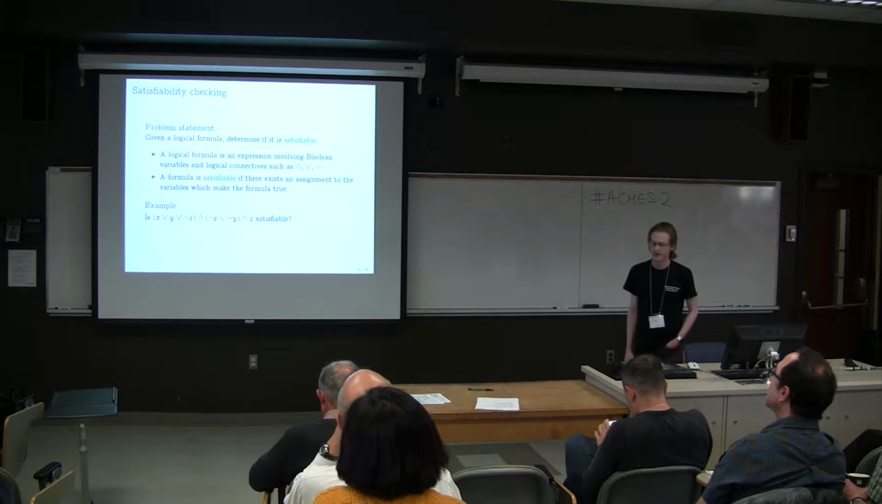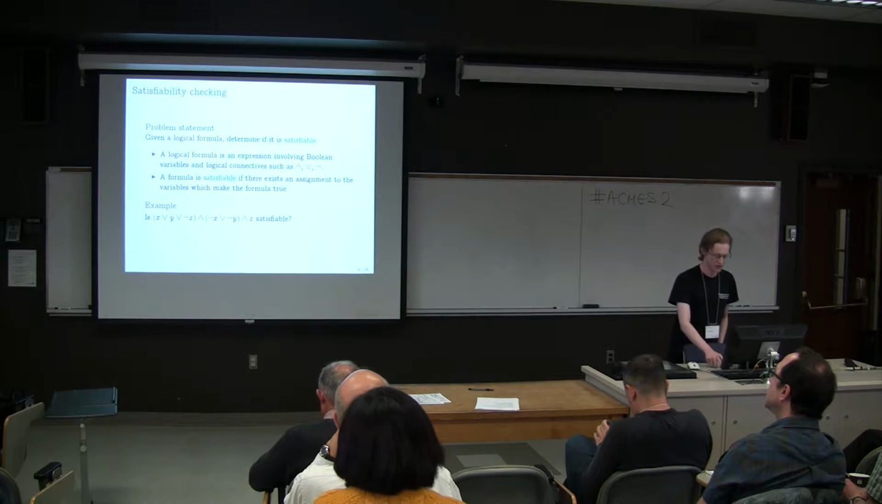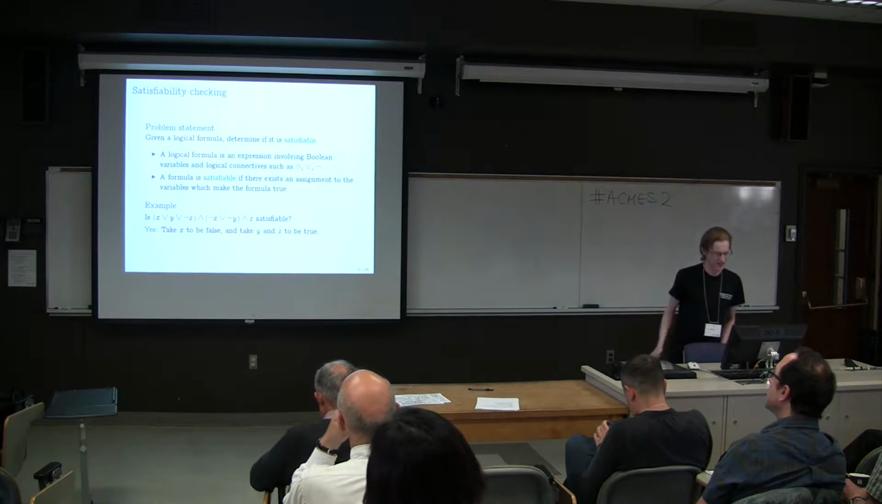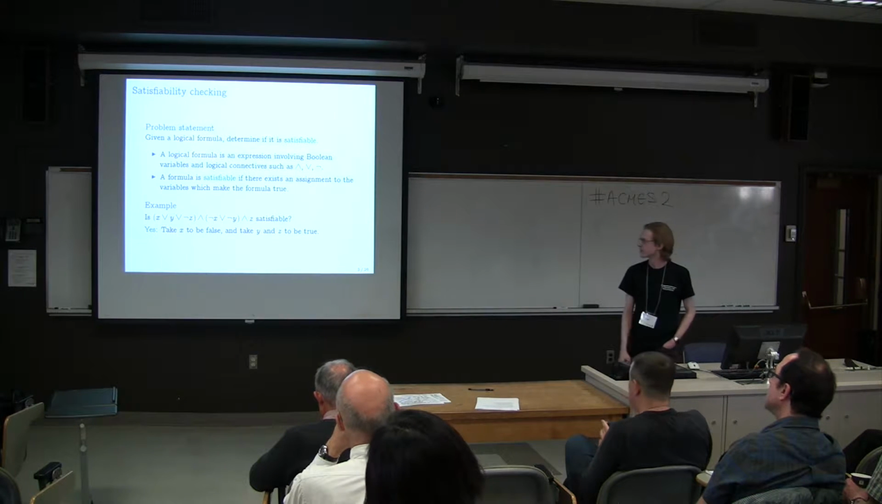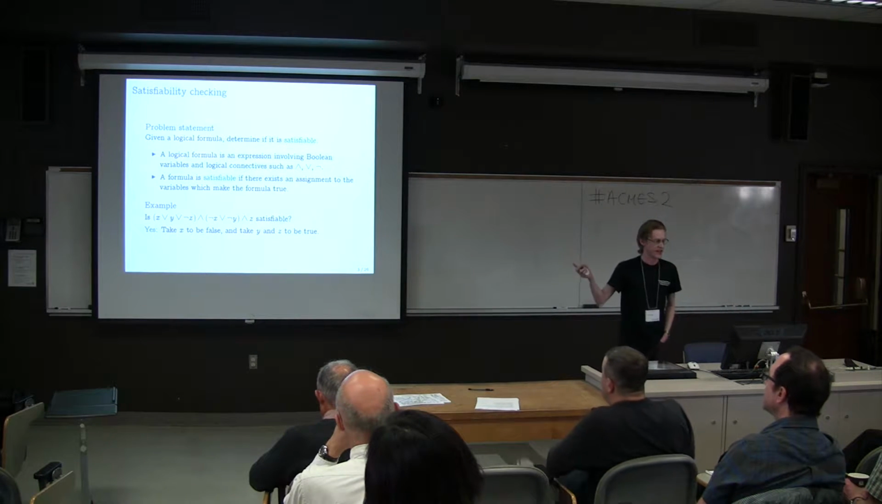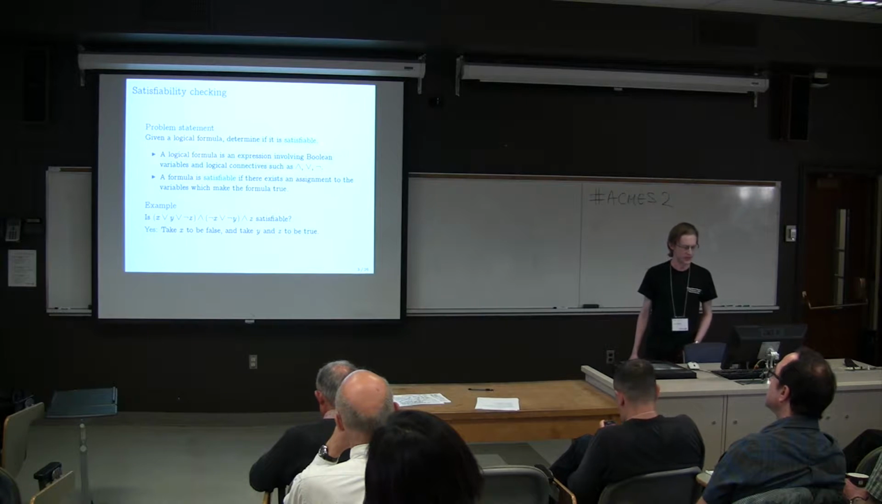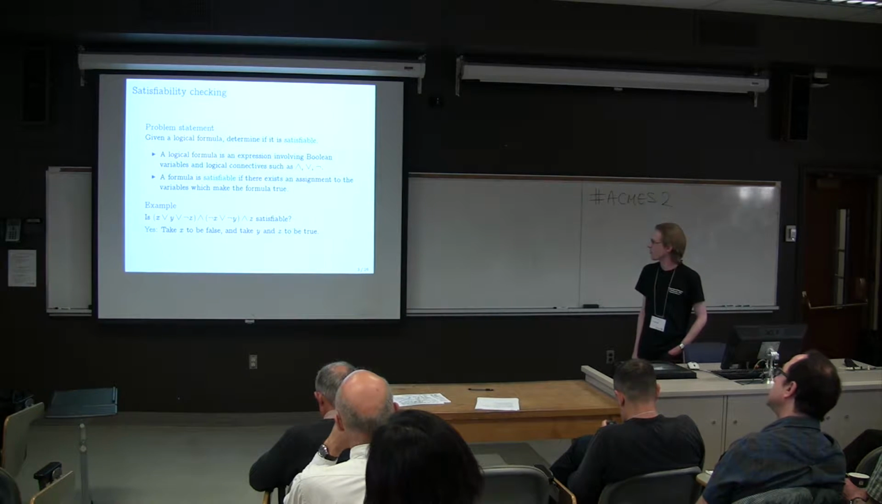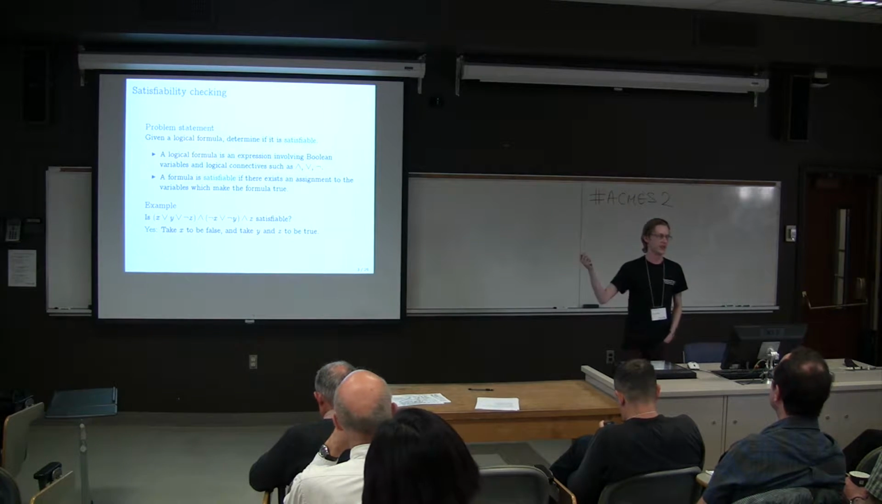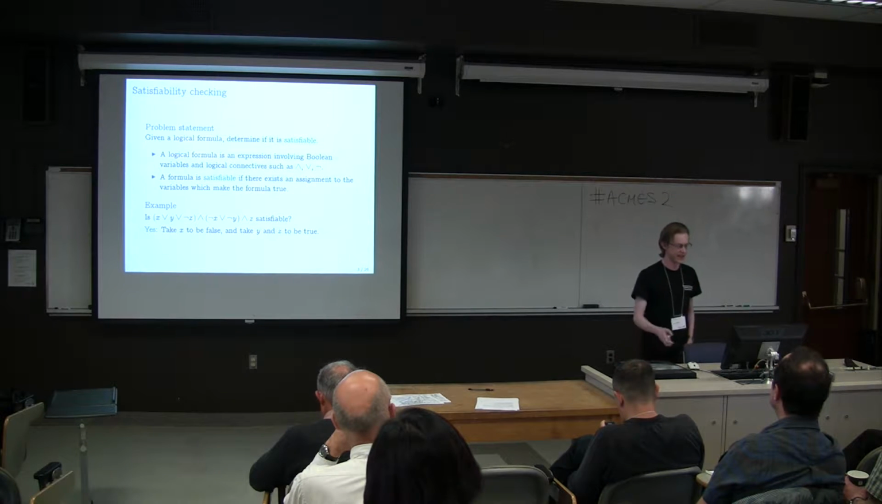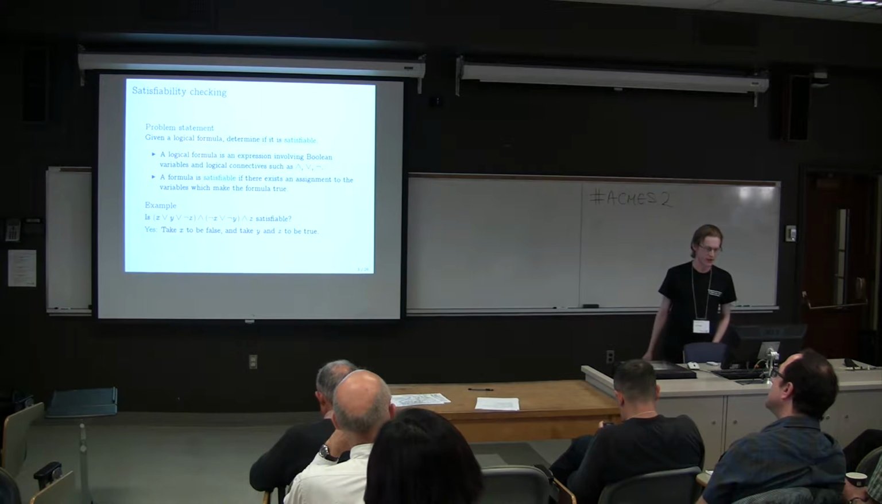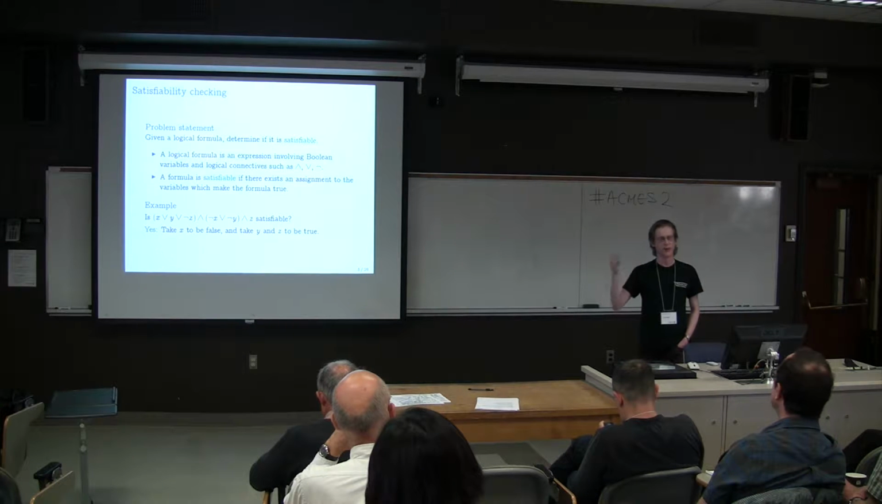Is there some assignment to these variables which makes the whole formula true? In this case, if you feed that into a SAT solver, it'll say yes, this formula is satisfiable, and then it'll output an actual satisfying assignment. Or if it's not satisfiable, it'll say no, this is unsat, and sometimes some of them will also output a reason why it was unsat.